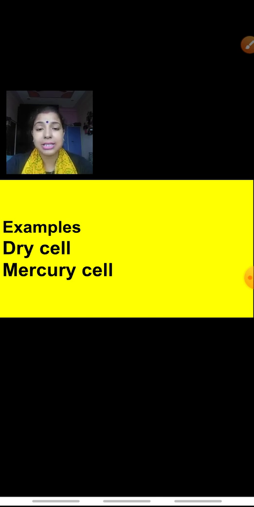Now, what is a dry cell? What is a mercury cell? In your board exam, it may come, you explain the construction, the working and the voltage produced by the dry cell, and similarly it can be asked for mercury cell, and it can also be asked for any of the secondary cells. Now two primary cells we will be studying and two secondary cells we will be studying. You have to learn by heart the reactions taking place at anode and cathode of these primary and secondary cells.